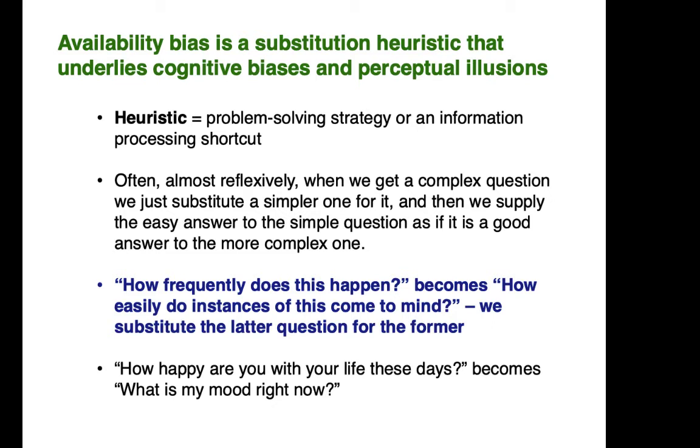A heuristic is a problem-solving strategy or an information processing shortcut. Often, almost reflexively, when we get a complex question, we just substitute a simple one for it. And then we supply the easy answer to the simple question, as if it's a good answer to the more complex one. For example, how frequently does this happen? Becomes the question, how easily do instances of this come to mind? We substitute the latter question for the former. How happy are you with your life these days? Someone asks. Becomes, what is your mood right now?